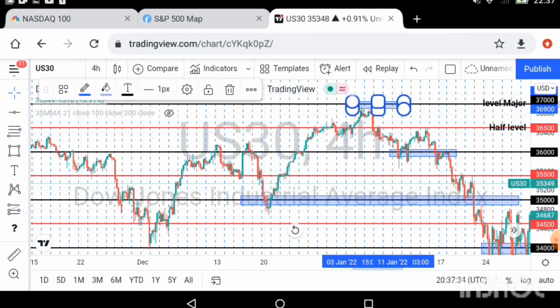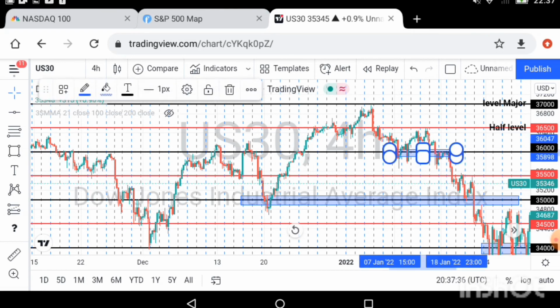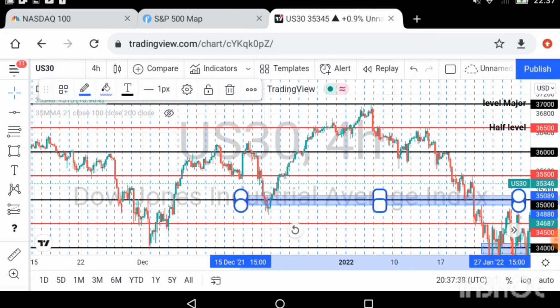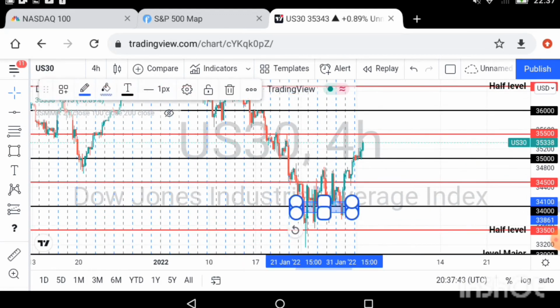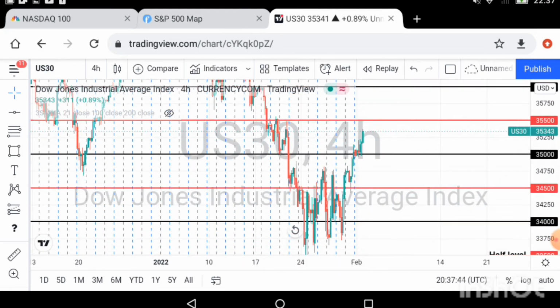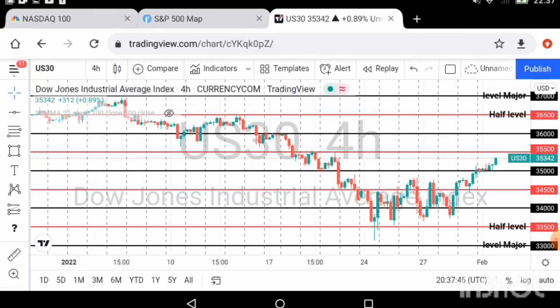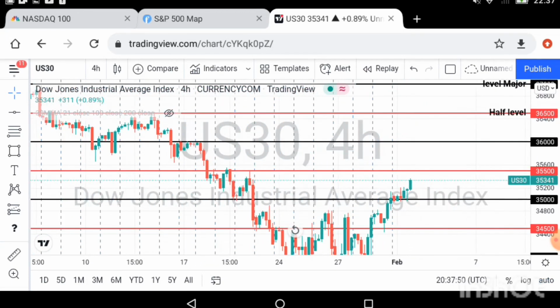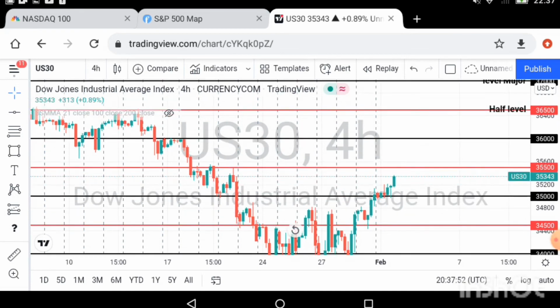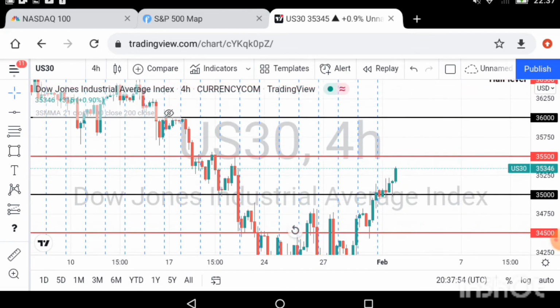Okay, but now I want to go to the current chart. I want to look at the current market price. Then we see how we can work around it. Then what are we presented with? We are currently on an uptrend.